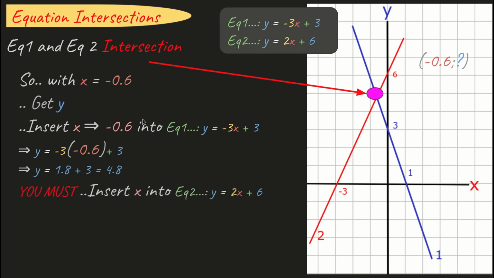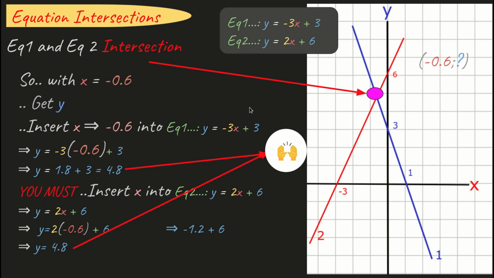We now insert x into equation 2, and you must do this, guys. The answer is correct, but if you've made a mistake, it's going to come out now. So I assert that you must do equation 2 as well. Because if you insert it, there can be no lying. Mathematics does not lie. And you must end up with the same answer. Y is equal to 4.8. And if we study the graph, it kind of looks right. And yay, we're done. And we can now write down the actual point as minus 0.6, 4.8.